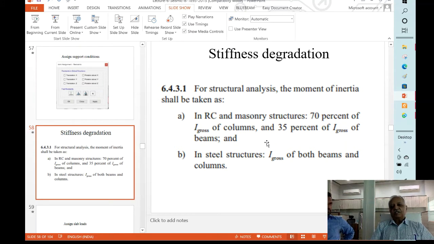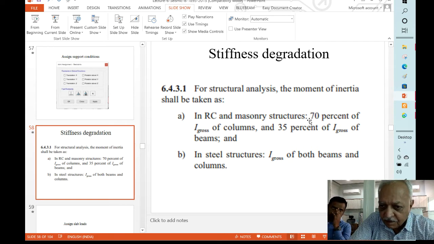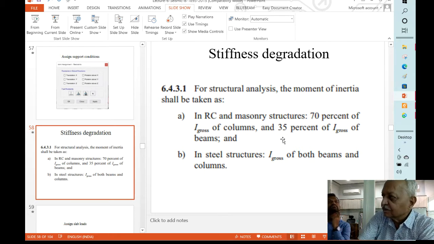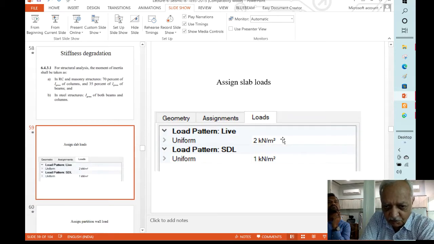structure, you have to consider the cracked nature of the reinforced concrete members. So for RC members, they are indicating that for columns you take stiffness as reduced only by 30%, because a column has less chance of cracking as it is under axial compression and bending. While for beams it is pure bending, so there is more cracking for a building beam. Accordingly only 35% value is taken for stiffness and so on.